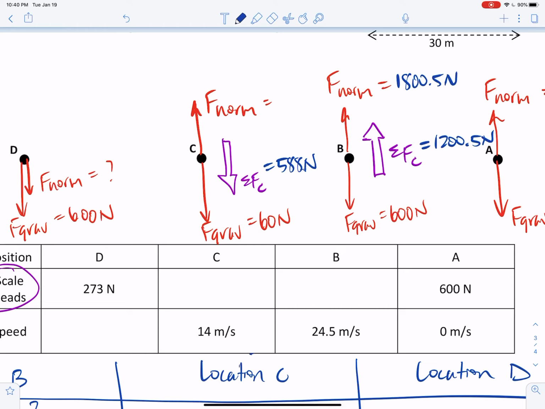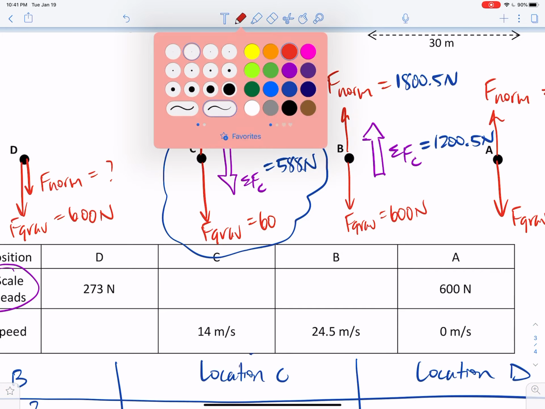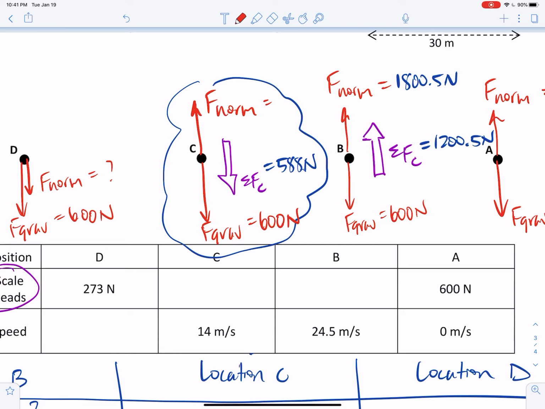All right, from this diagram, I'm being told that the downward force of gravity, and I realize that I actually wrote this incorrectly. This should have been 600 newtons. So I'm being told that the downward direction is going to be the stronger force, and it's going to be stronger by 588 newtons. So that tells me that gravity needs to be 588 larger than the normal force.